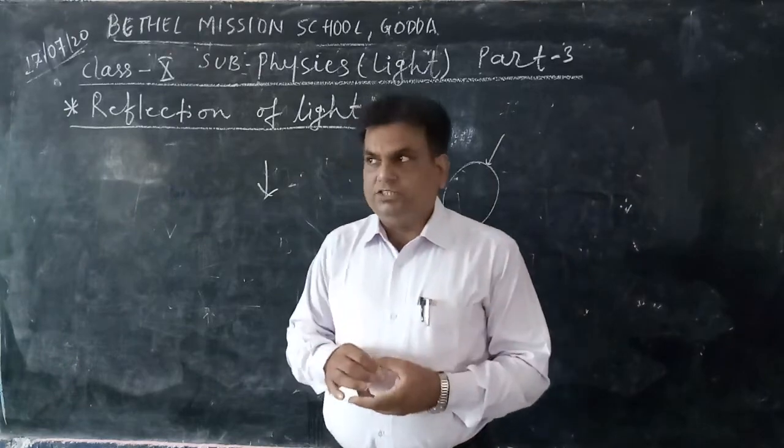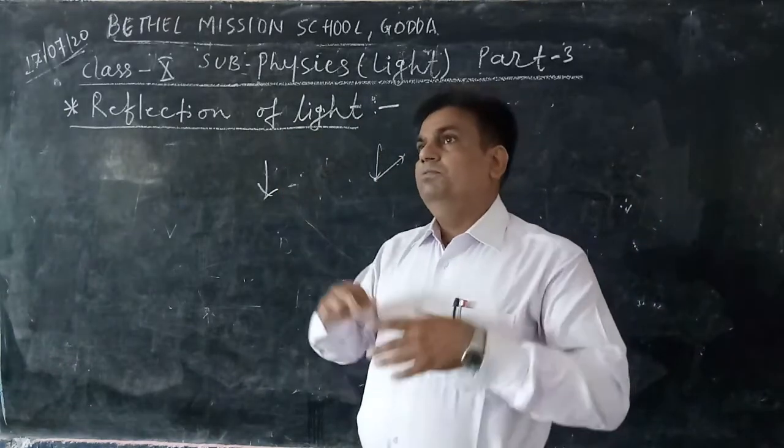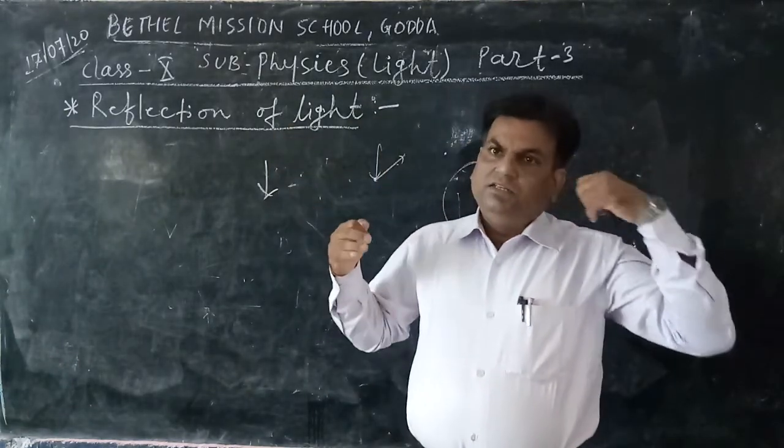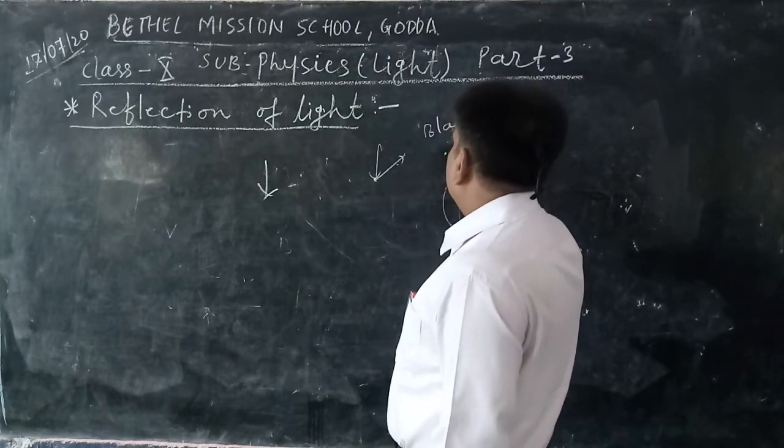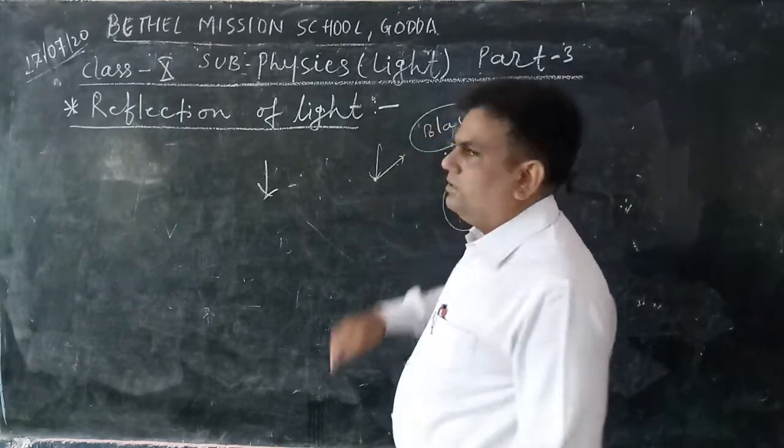But in space, in the universe, when we go into space, the color of the space is black. Why is the color of the space black?